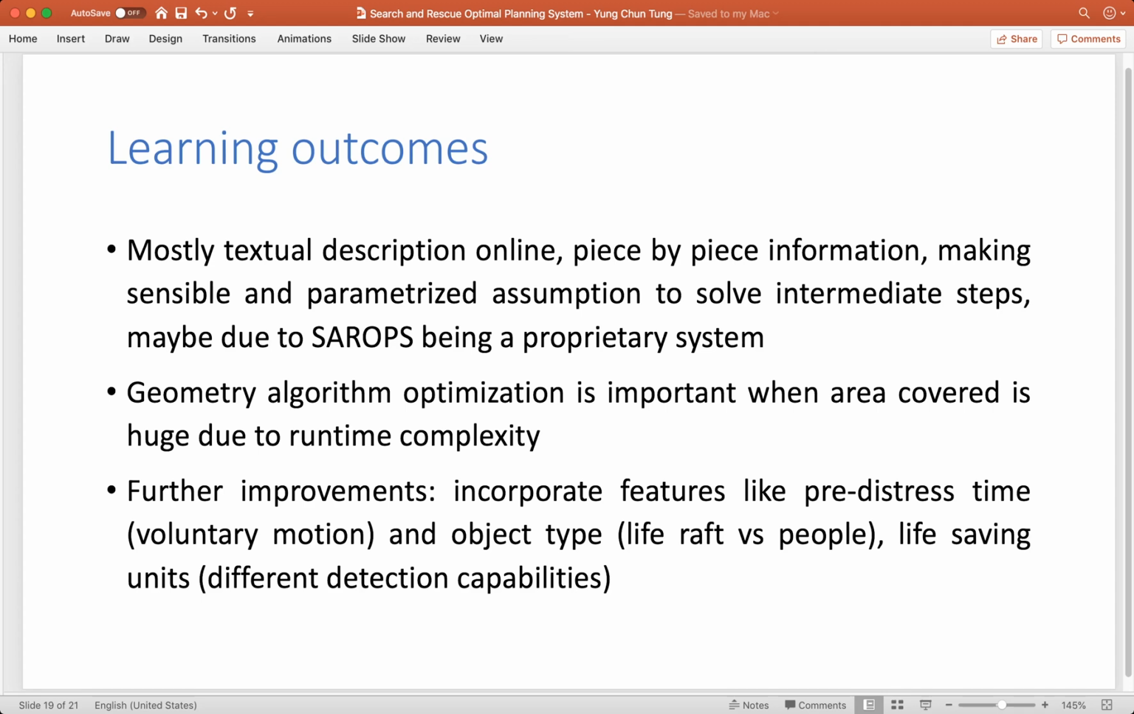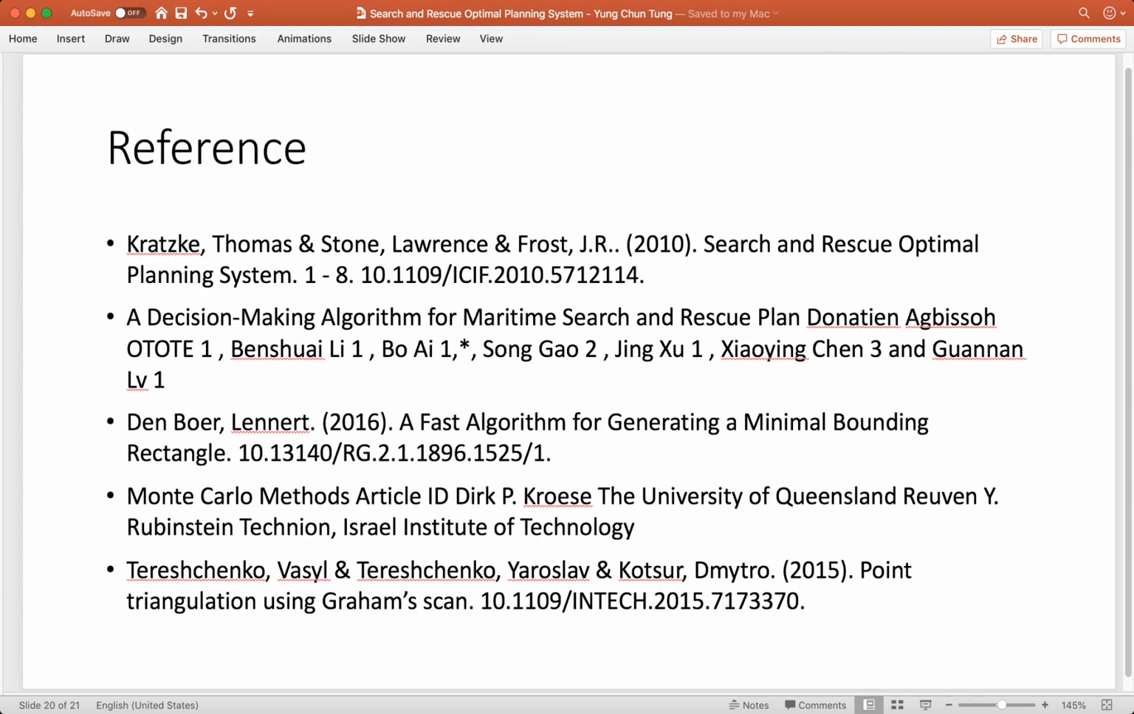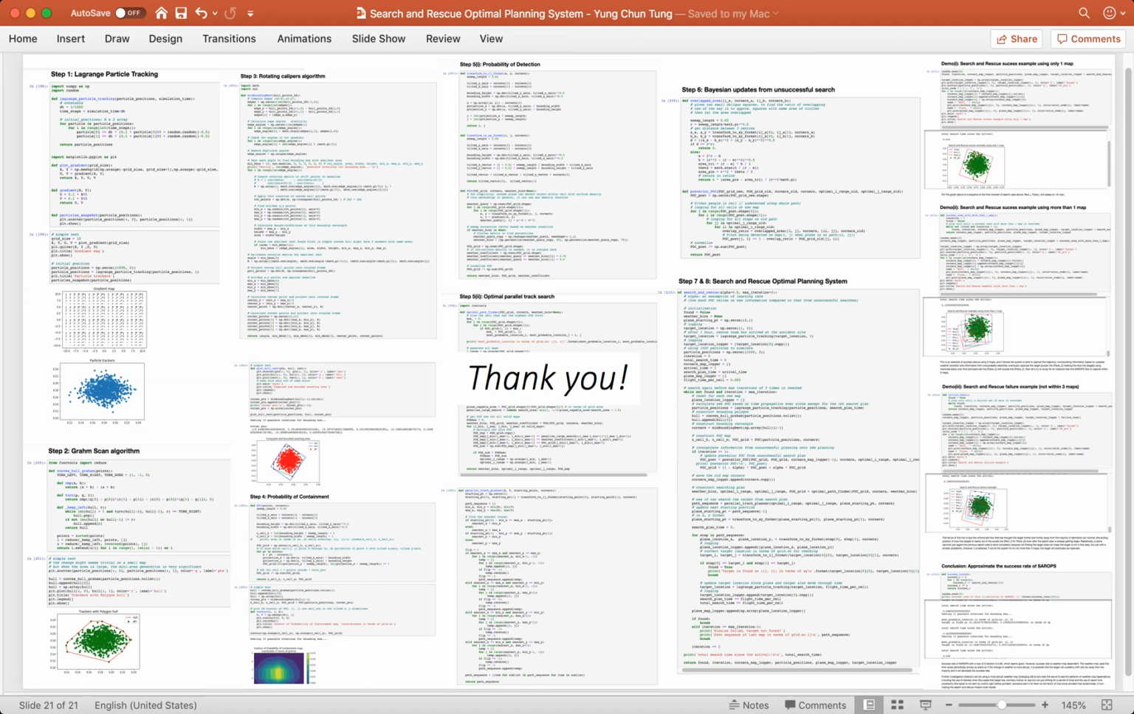Here are further improvements that we can make to this experiment. In the code report, we will do some demos to show how this algorithm can successfully incorporate the information from Bayesian updates, and also when this algorithm fails within, say, 3 maximum searches, and calculate the success rate of this illustration of the planning system.